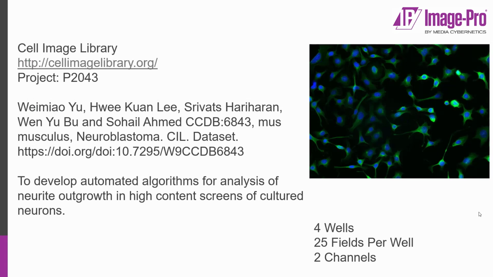The dataset I'm going to analyze has been downloaded from the Cell Image library. It has the accession number CCDB6843, and the full reference is shown on screen. Now, this dataset was acquired to develop automated algorithms for analysis of neurite outgrowth in high-content screens of cultured neurons, so it's going to be ideal to demonstrate the Neurite Outgrowth protocol.